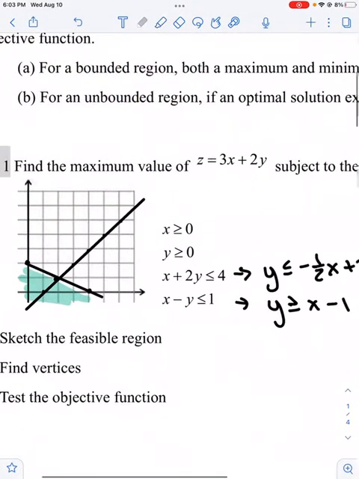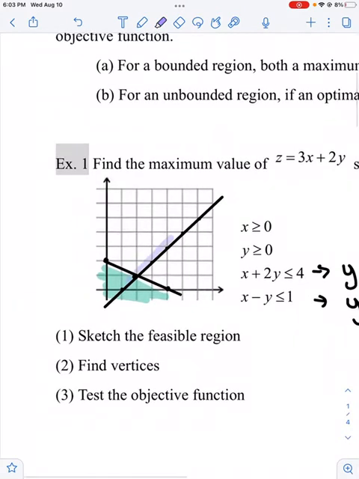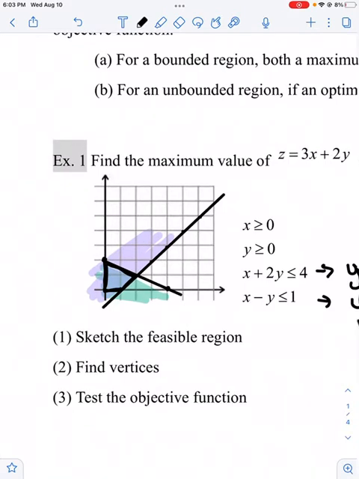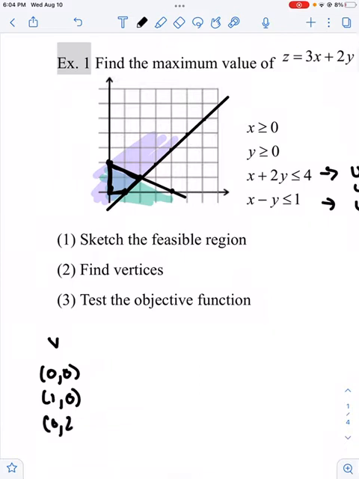And then we have 0 is greater than or equal to negative 1, which is true, so I'm going to shade where that point is. So our double shaded area would be this region here, and I'm only including this here because remember x is greater than 0 and y is greater than 0. So the vertices that make up this shape are 0, 0, 1, 0, 0, 2, and 1, 2.